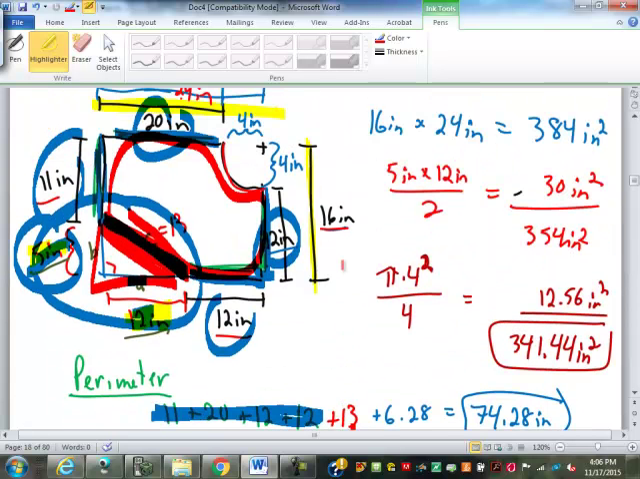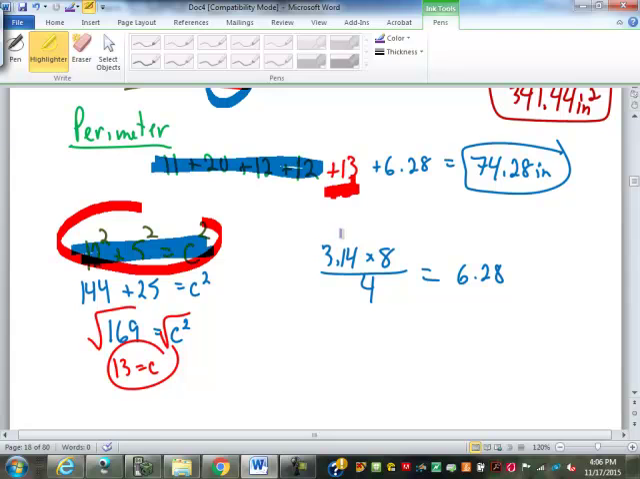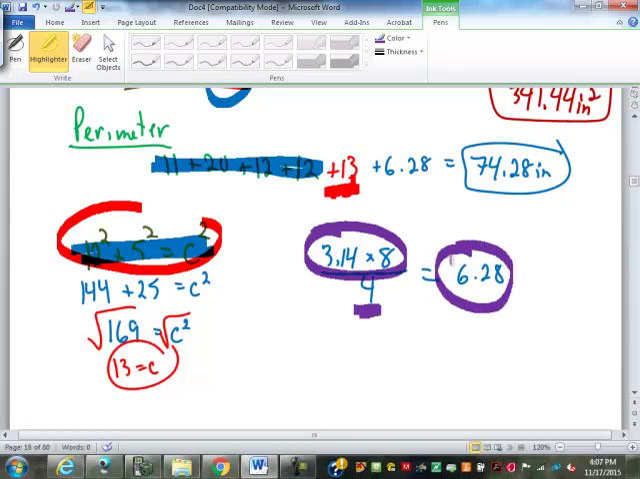And then we still had this piece here, the quarter circle. If you think of that as being a full circle, it would have a diameter of 8, because it has a radius of 4, double the 4. So its circumference would have been pi times 8. Then since it's only a quarter circle, we divide it by 4. So that is the last piece of our perimeters at 6.28.